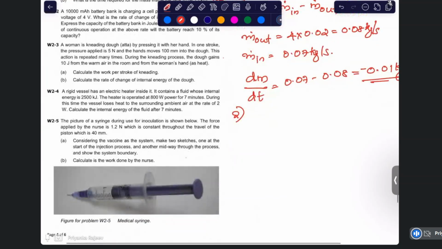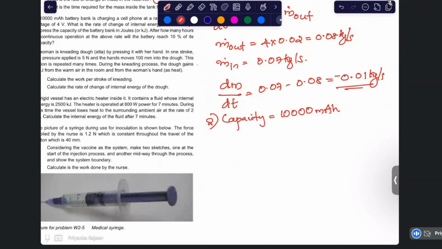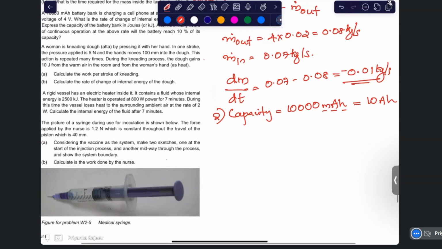So battery capacity is given. Capacity is 10,000 mAh. 10,000 mAh means milliampere hour. Milli means 10 to the power minus 3, so that is 10 ampere hour. Now voltage is 4 volt, charging power is 15 watt. So at the rate of 15 watt, the power is getting consumed.